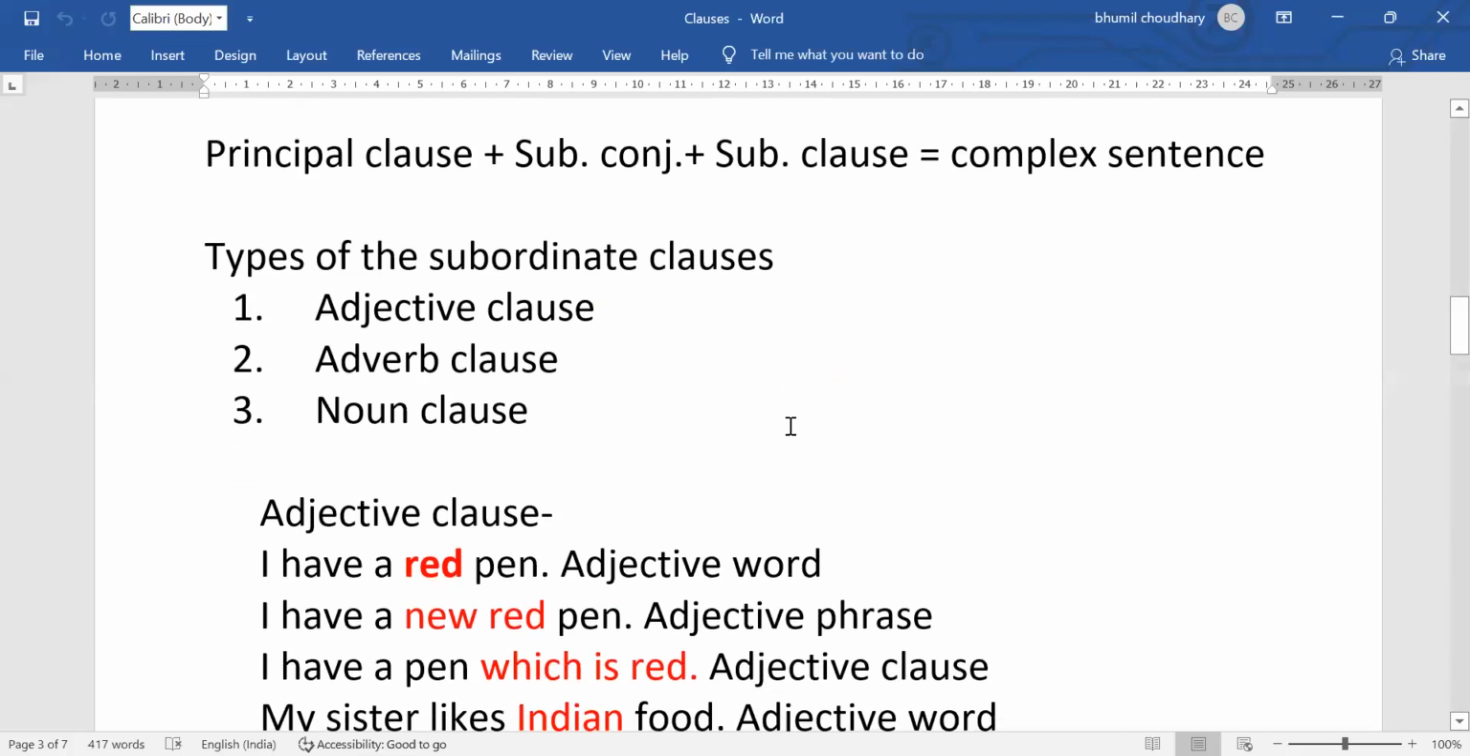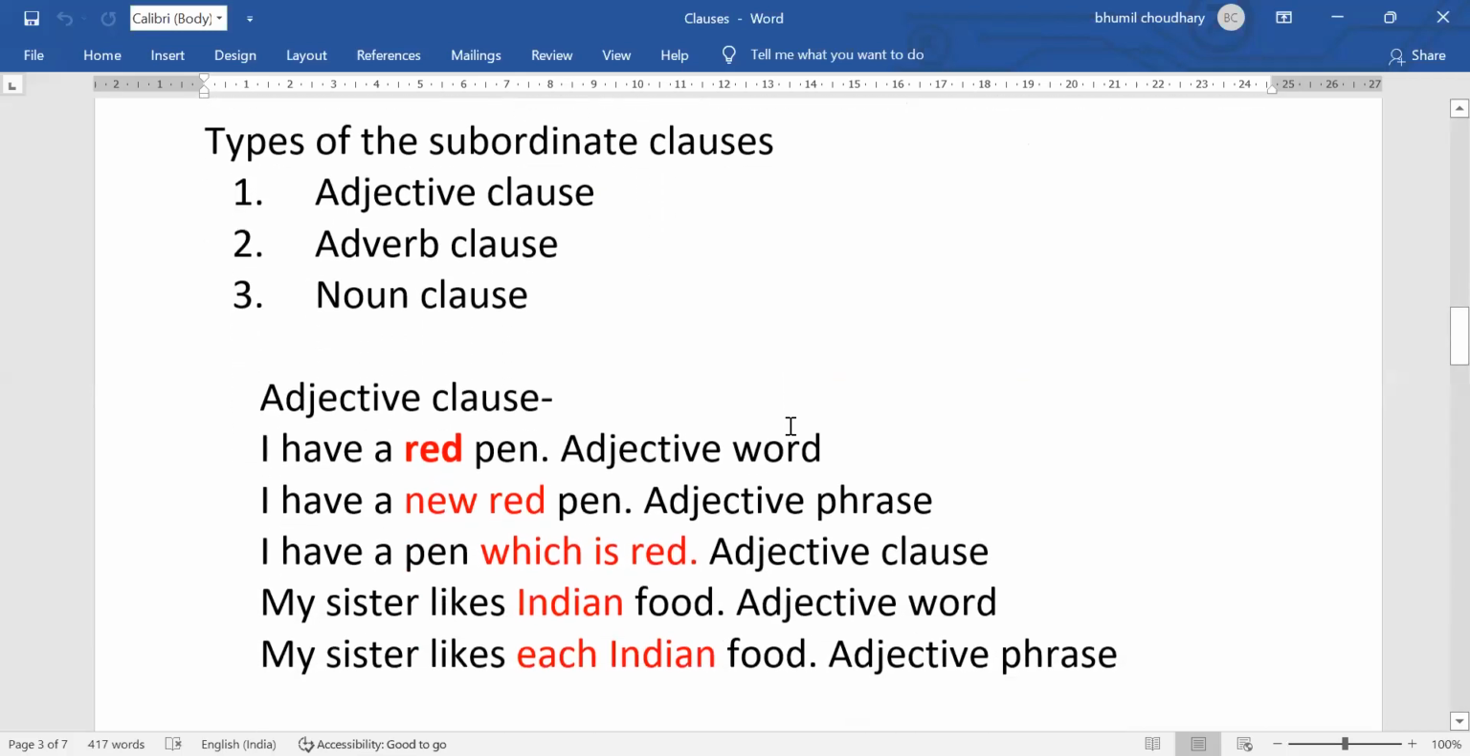So what is an adjective? First of all, we have to understand this. When any word describes any noun or pronoun, that word is an adjective. But when any phrase describes any noun or pronoun, that is an adjective phrase. But when any clause describes any noun or pronoun, that is an adjective clause. Same thing we have studied in these examples.